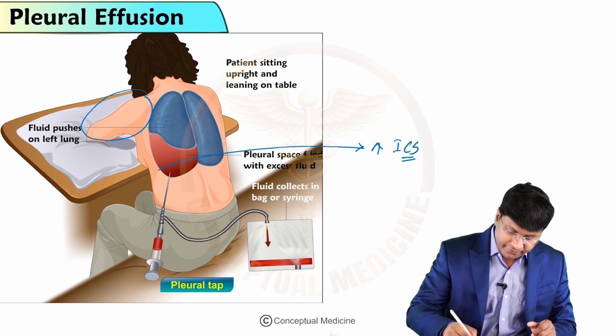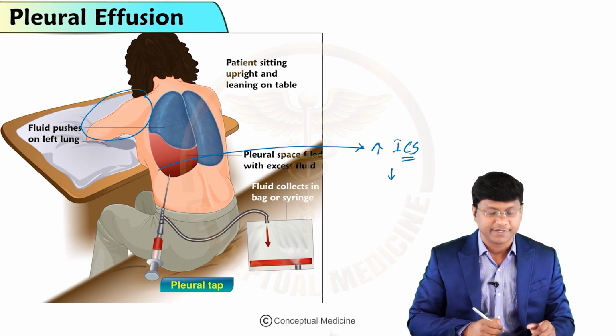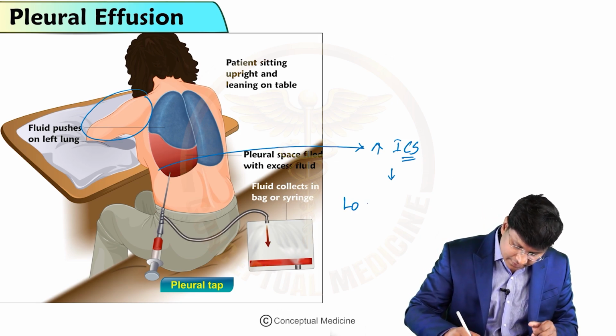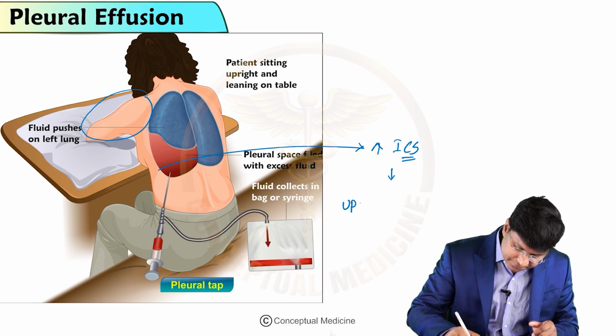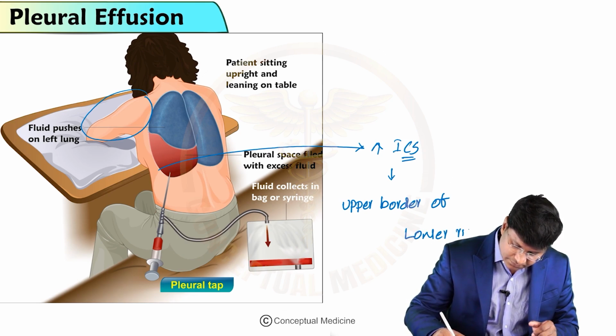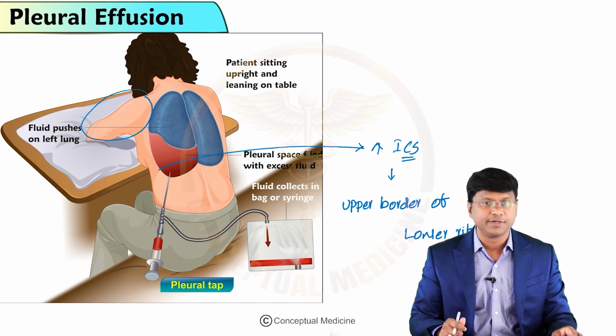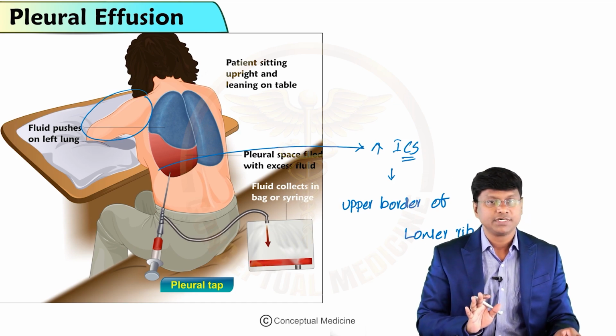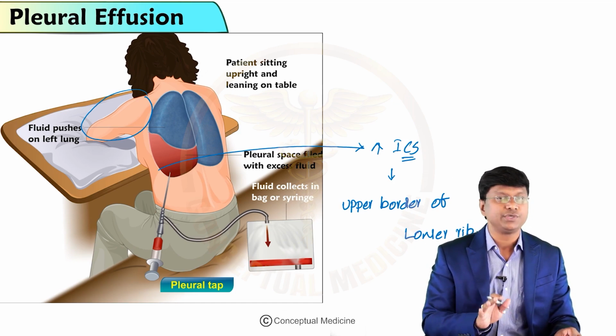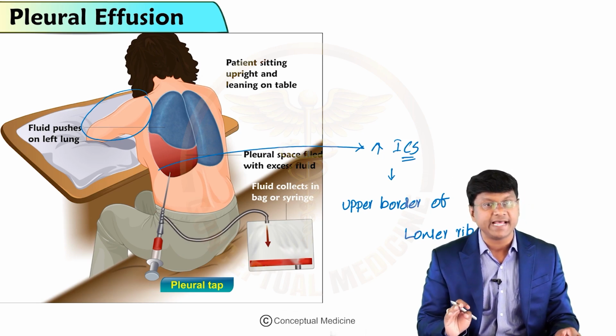And always remember, where will you insert the needle within the intercostal space? At the upper border of the lower rib. So at the upper border of the lower rib, you need to insert the needle and do the pleurocentesis. So that is about in which intercostal space you need to insert the needle: the 7th intercostal space in the mid-axillary line.